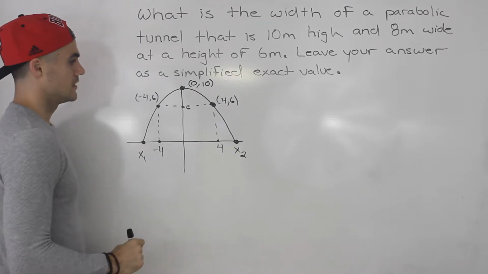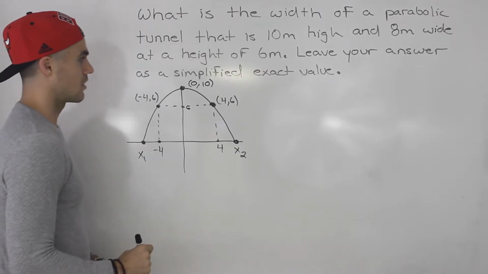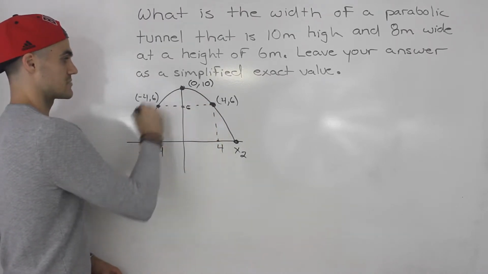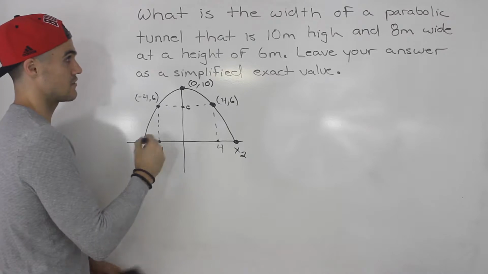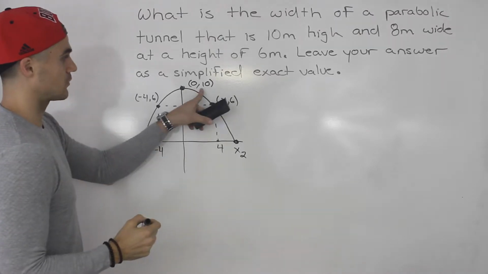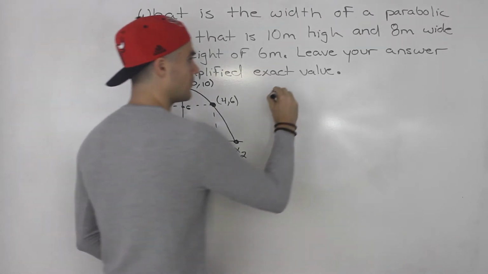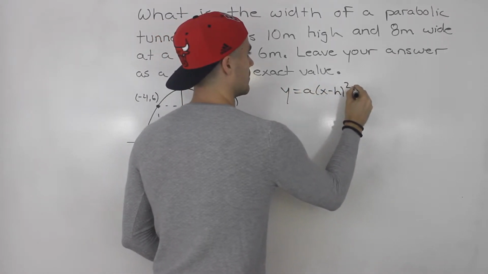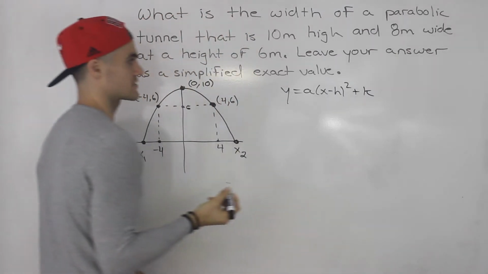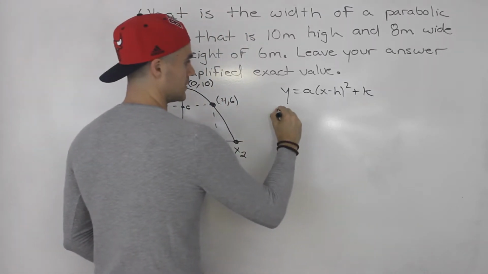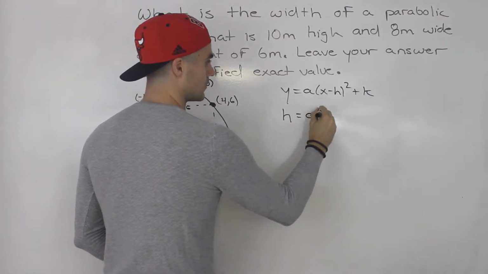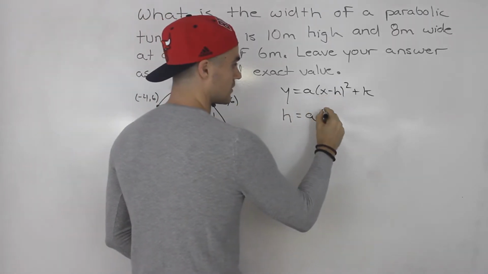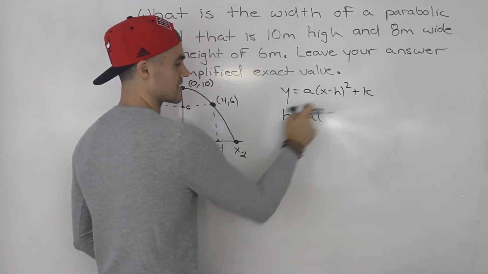So from here, our first step is we want to get an equation for this parabola here that represents this bridge. And notice that we're given the vertex, so I would recommend putting this parabola in vertex form. So it would be what? H equals A. We don't know what the A value is. The X value of the vertex is 0, so the H value here is 0. And this H is different than this H, by the way.